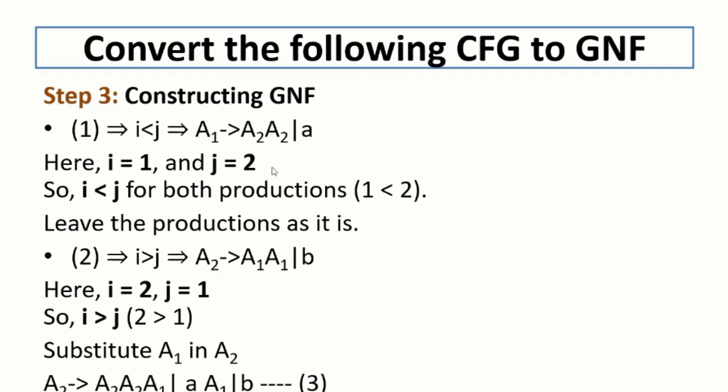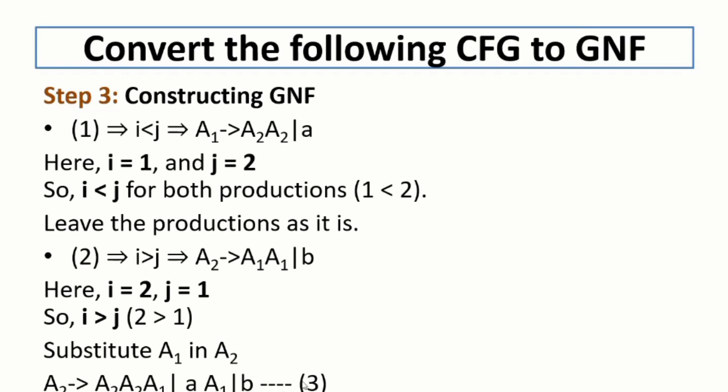Next production, A2 tends to A1 B. Then A2 tends to, instead of A1, substitute A2 A1 or a, and the remaining production B. Instead of A1, substitute small a, then you will get a capital A1 or the remaining production B. Then you will get A2 tends to A2 A1 or a A1 or B.